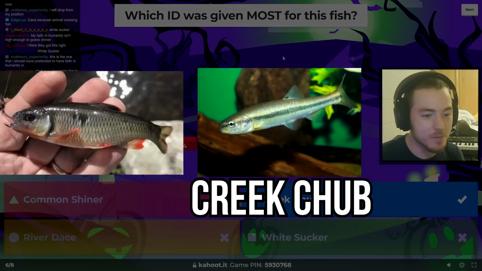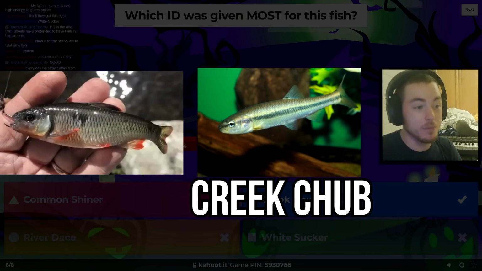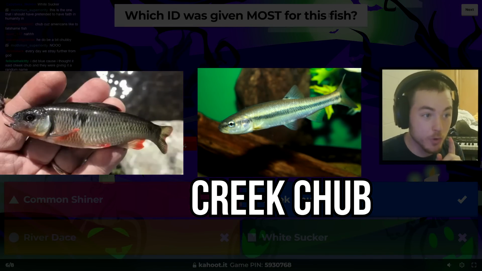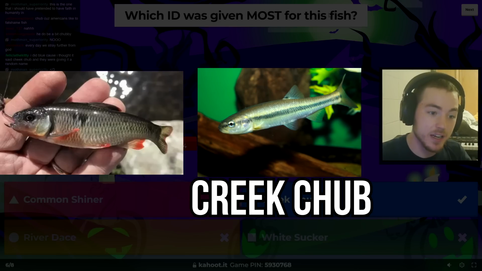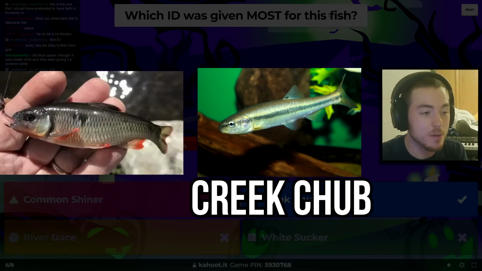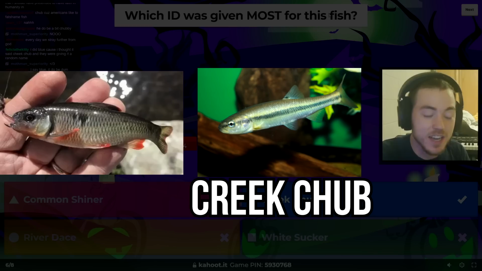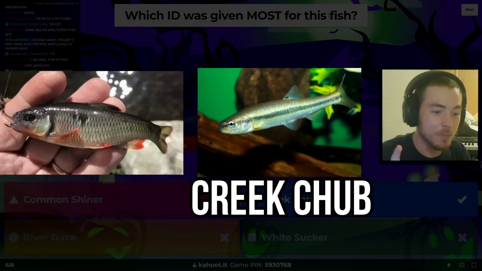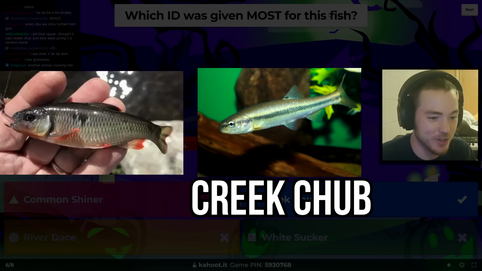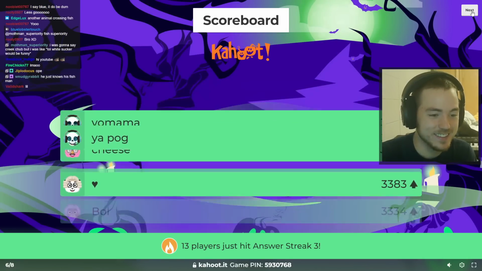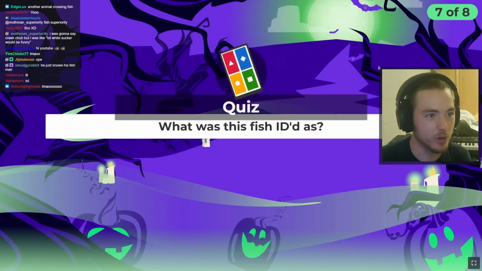It's a creek chub. And I have a quote here from someone in the Facebook group. Because a bunch of people were saying common shiner and a bunch of people were saying creek chub, this person said in the group, if you think this is a shiner, your fishing license should be revoked. Speaking as an ichthyologist, that's a common shiner. So maybe that guy's fishing license should be revoked instead. Just ridiculous. All right, two more questions.